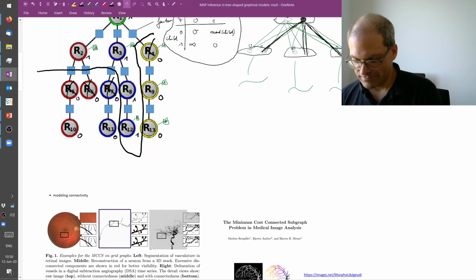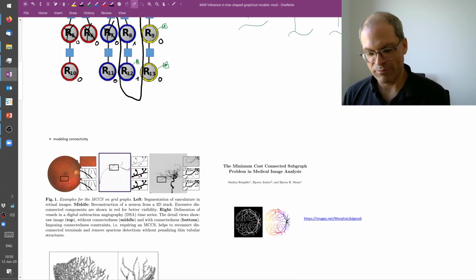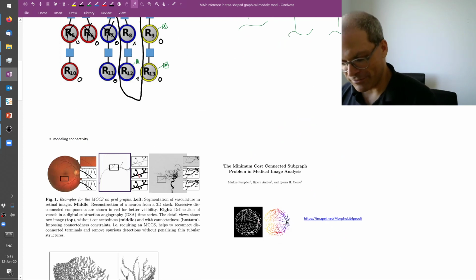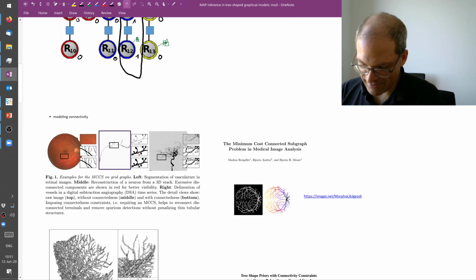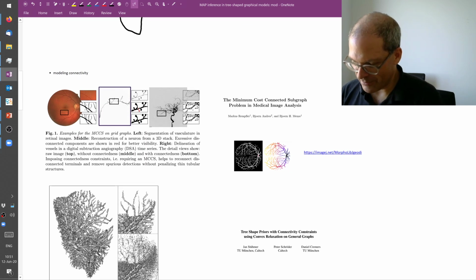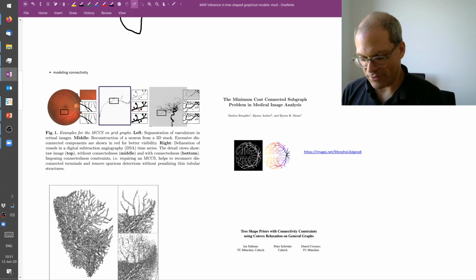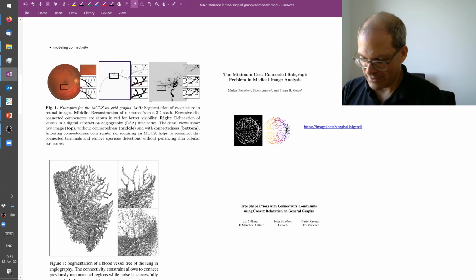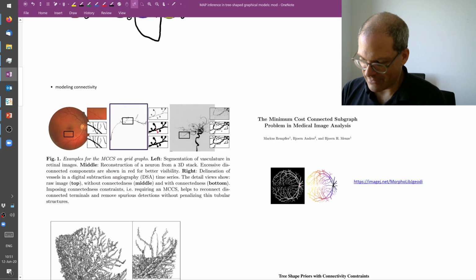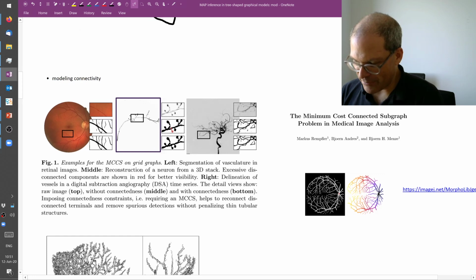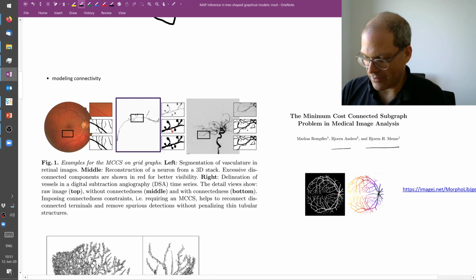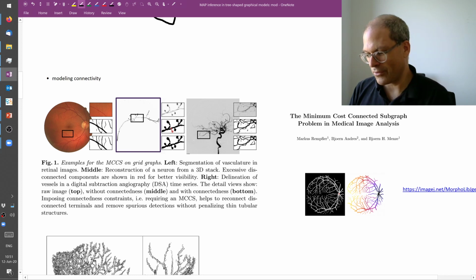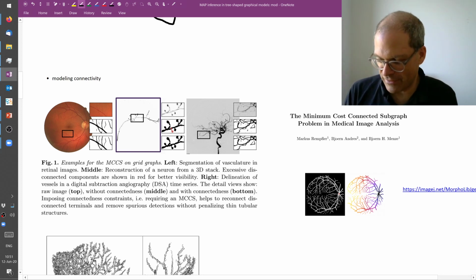Example number 2, I will gloss over because in terms of coding, the problem is very similar to the problem above. These images below from an older paper, 2013, were the ones I showed in the introduction. The images above are from a more recent paper. I just have to say, out of pride, it's a paper by Björn Andres and Björn Menze. They're both former PhD students and are now both professors in Dresden and Munich, respectively.